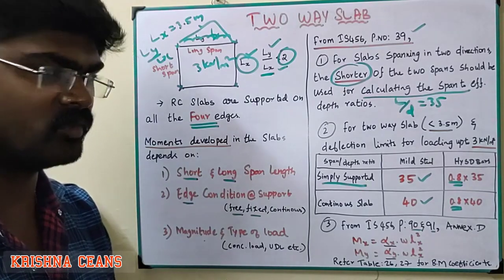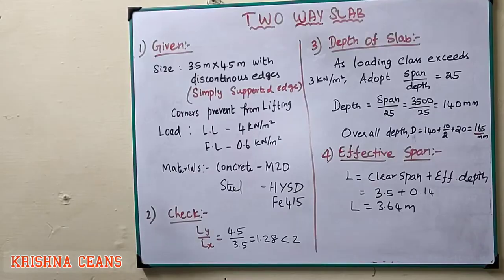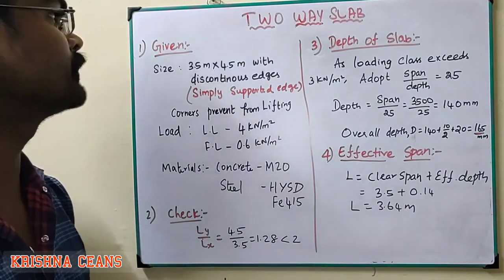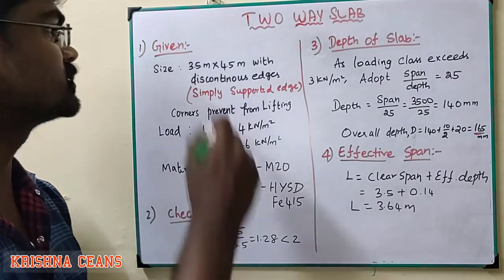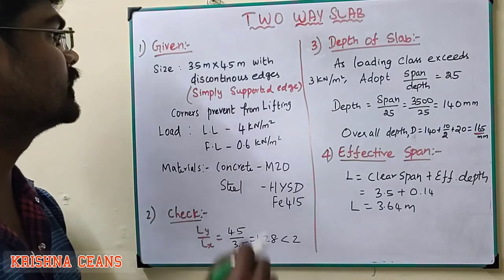So these are the requirements we need to know. Let's see a design problem for a two-way slab. What data is given? That is what we first have to write. Then only will we get a clear idea.